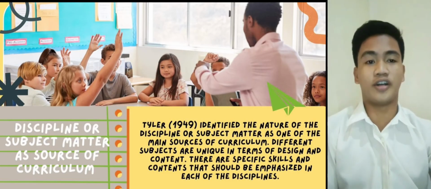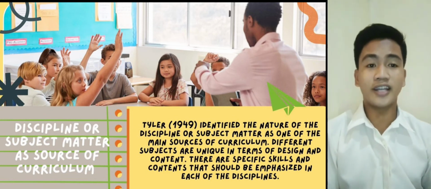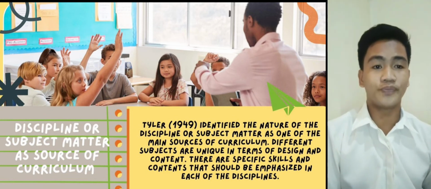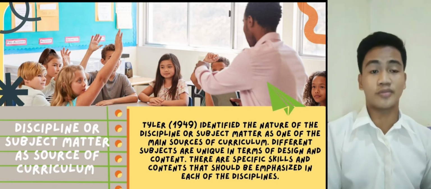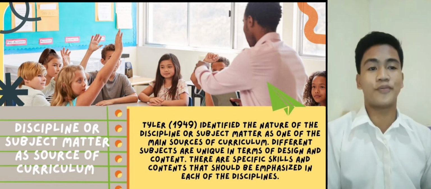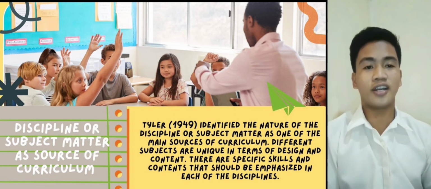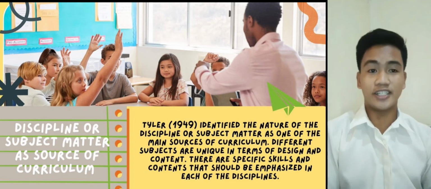The next one is subject matter as a source of curriculum. Tyler 1949 identified the nature of the discipline or subject matter as one of the main sources of the curriculum. Different subjects differ in terms of design and content. There are specific skills and content that should be emphasized in each discipline.